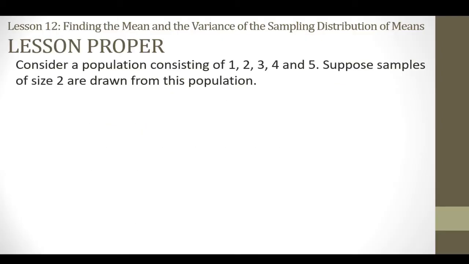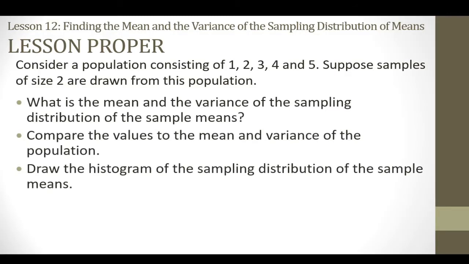So now, ang objective natin is to find the mean and the variance of the sampling distribution. So, consider this. Consider a population consisting of 1, 2, 3, 4, and 5. Suppose samples of size 2 are drawn from this population. What is the mean and the variance of the sampling distribution of the sample means? Let us compare the values to the mean and variance of the population. Draw the histogram of the sampling distribution of the sample means.